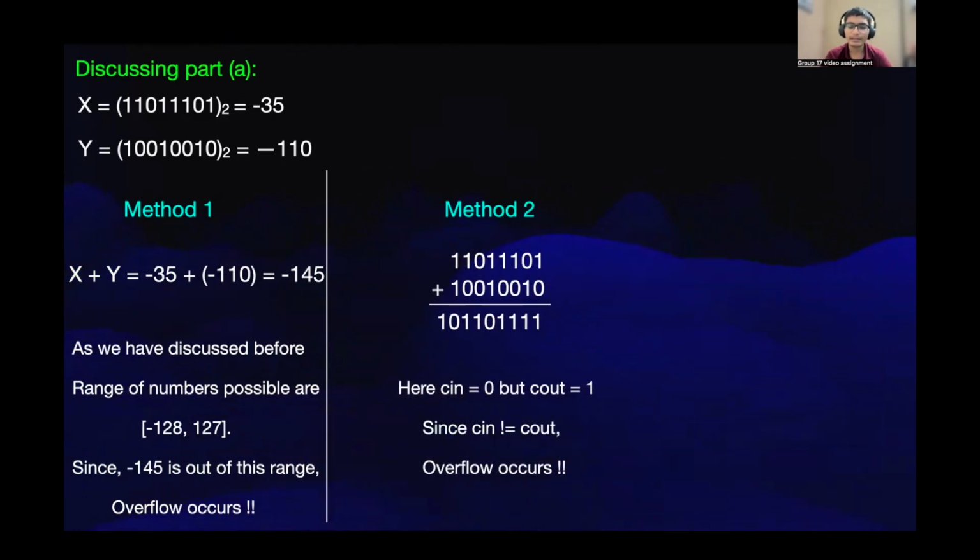Here, carry in equals to 0, but carry out equals to 1. Since carry in not equals to carry out, overflow occurs.